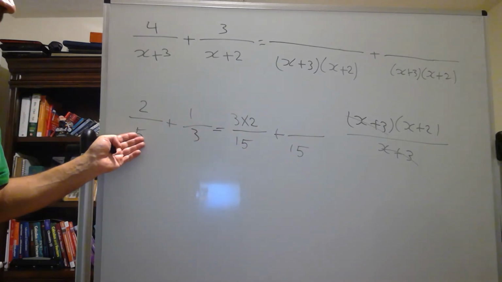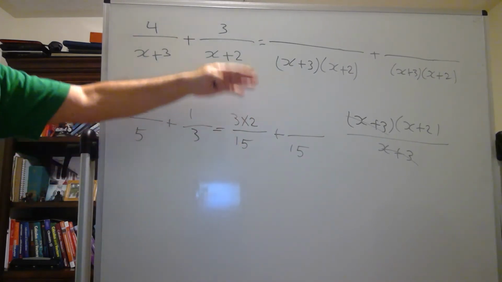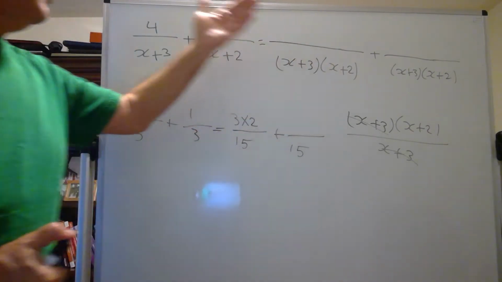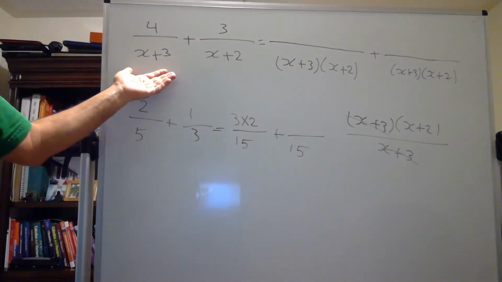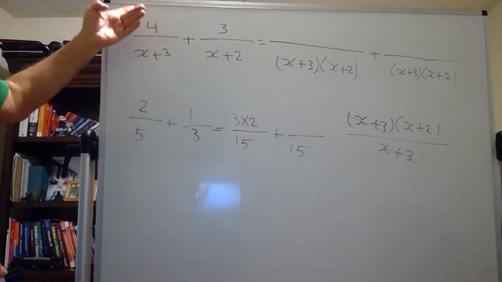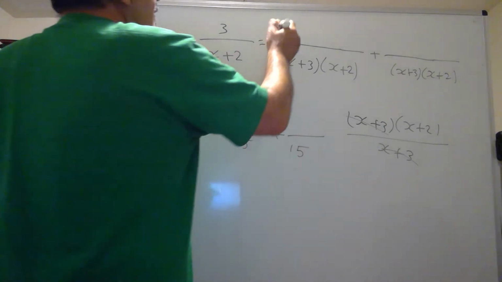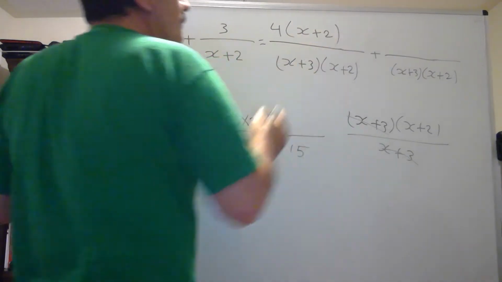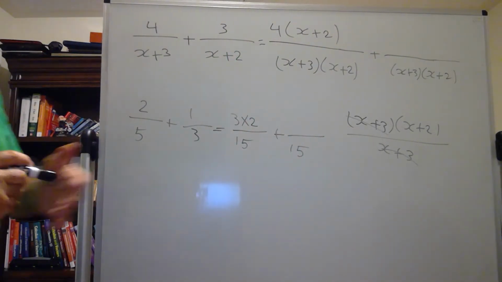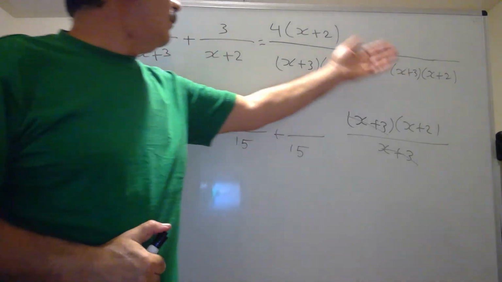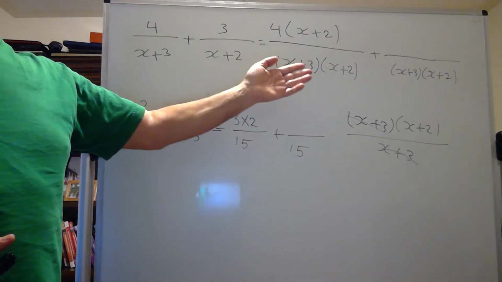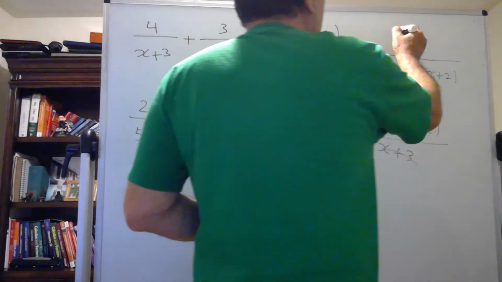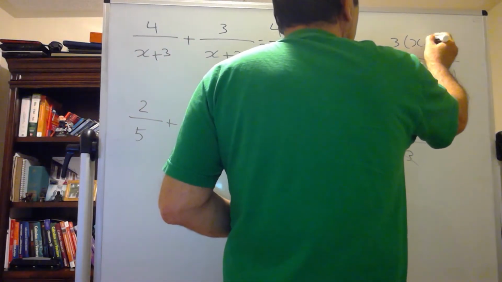15 divided by 5 is 3. 3 times 2. Same as here. X plus 3 multiplied by x plus 2 divided by x plus 3. The remainder is x plus 2 times the top times 4. So it's gonna be 4 times x plus 2. Okay. For the second one, x plus 3 x plus 2 divided by x plus 2 is gonna be x plus 3. X plus 3 times top is gonna be 3 times x plus 3.